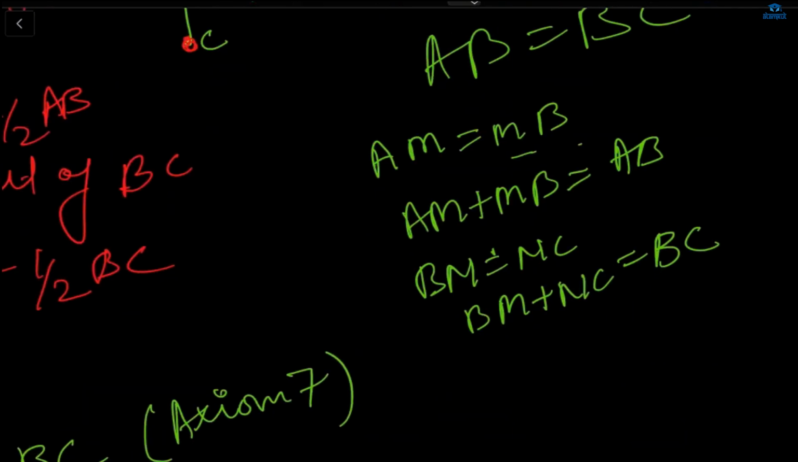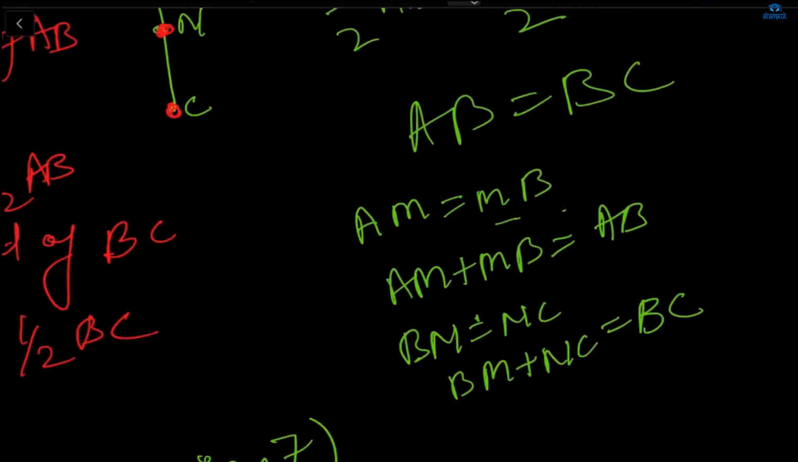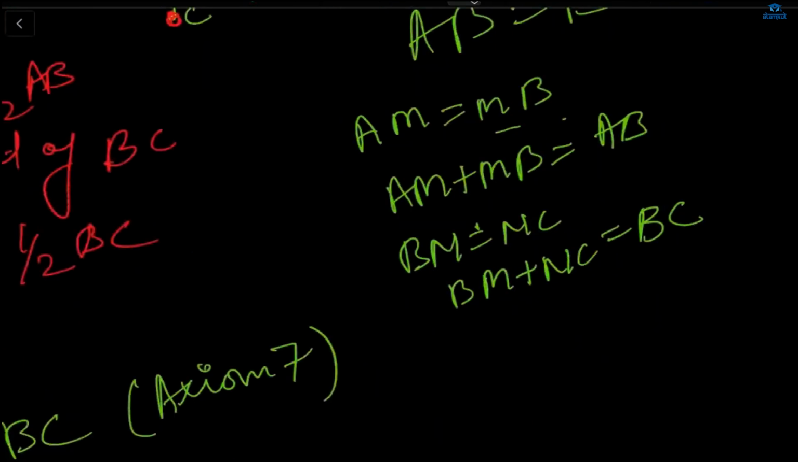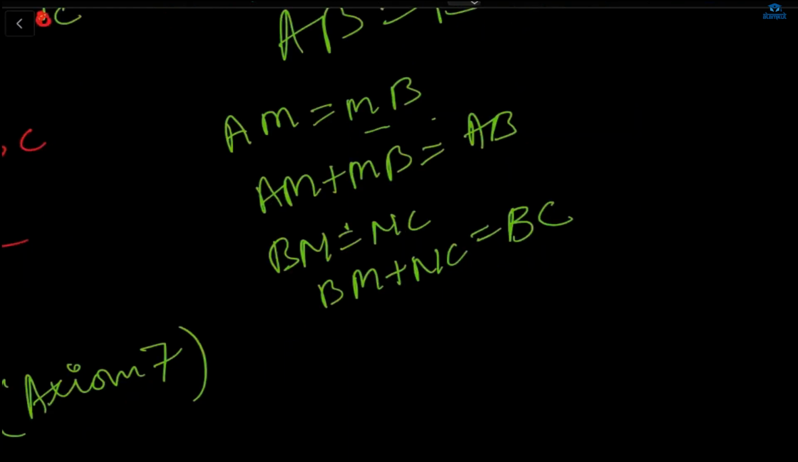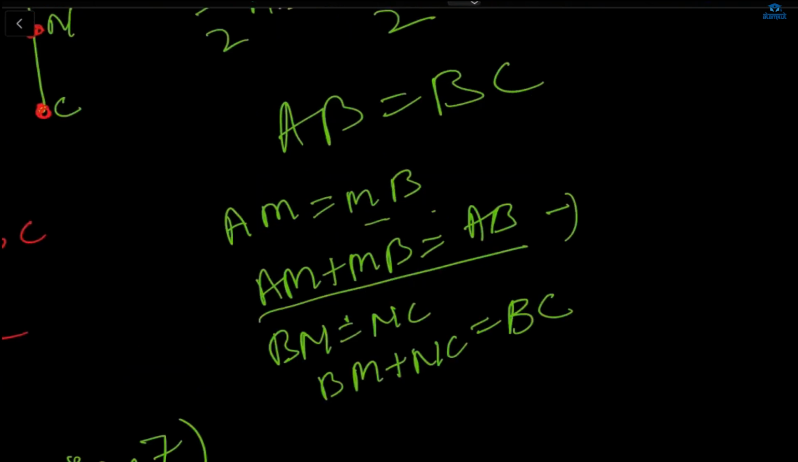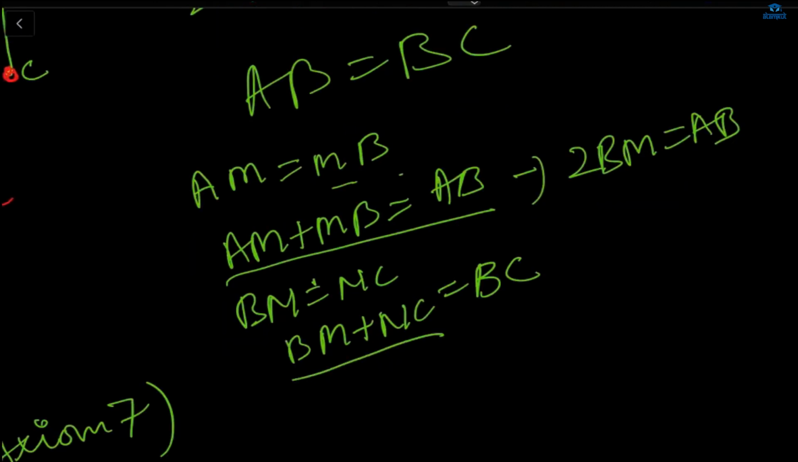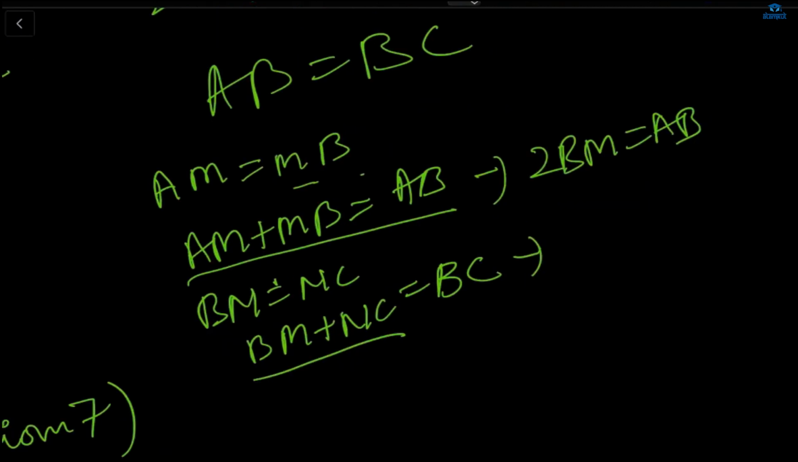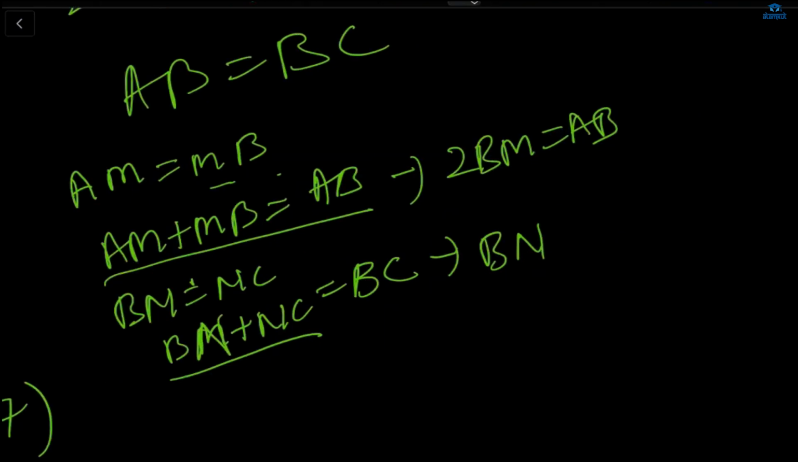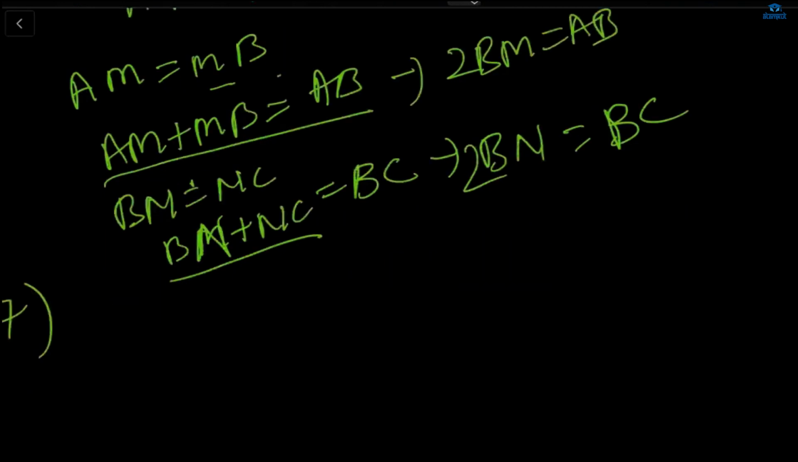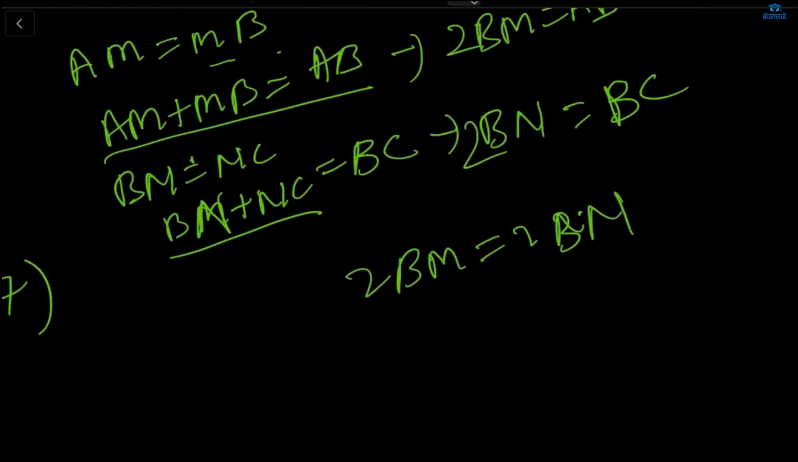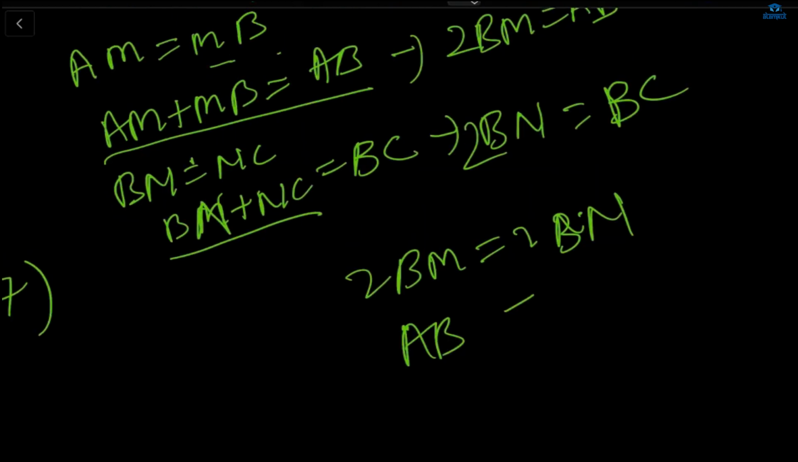BM is equal to BN. So instead of this, you can write here this equation. Since they both are equal and M is the midpoint, you write 2BM is equal to AB. And 2BN is equal to BC. So 2BM is equal to 2BN. Double is equal, and 2BM is equal to AB, and 2BN is equal to BC.